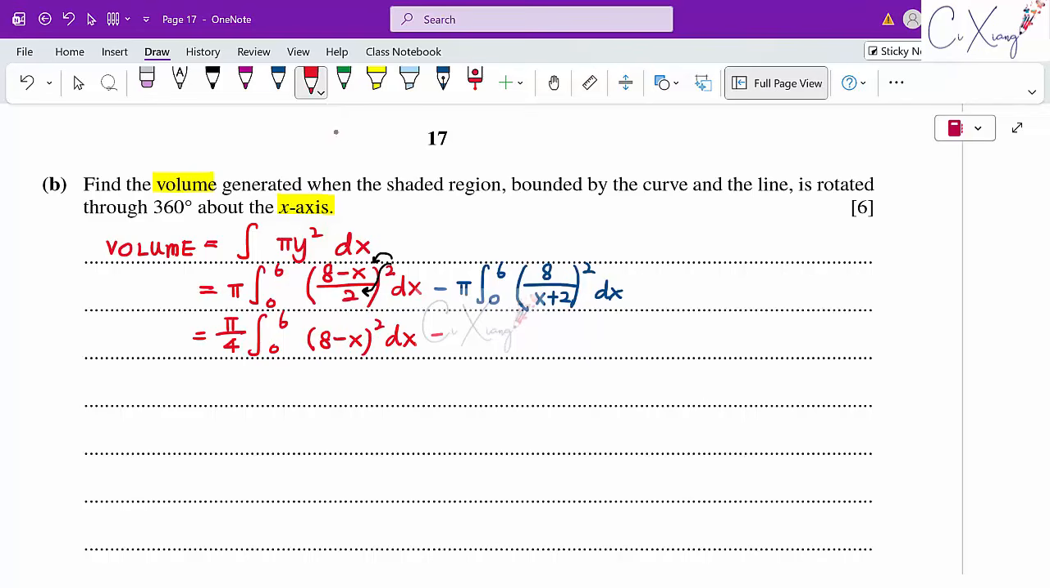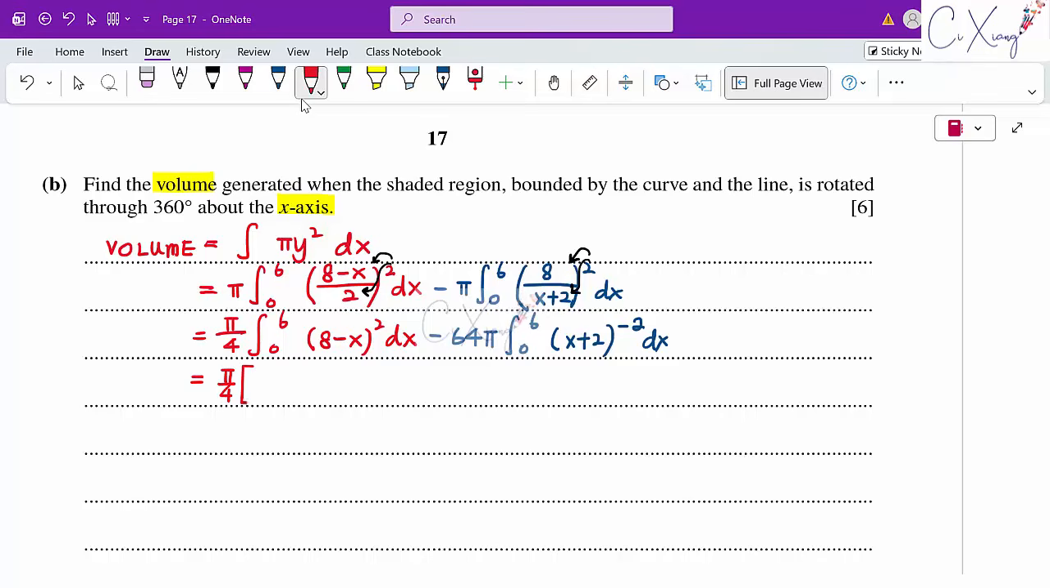Same thing happened for this part. For me, if I try to apply the square inside the fraction, I'll be having 8 squared, which is 64. And it is a constant term. I prefer to take out the constant term 64. Then 8 over x plus 2, if I want to square the whole bracket and bring it out, I'll be having (x plus 2) power negative 2. Okay, and after I simplify everything nicely, then only I start the integration.